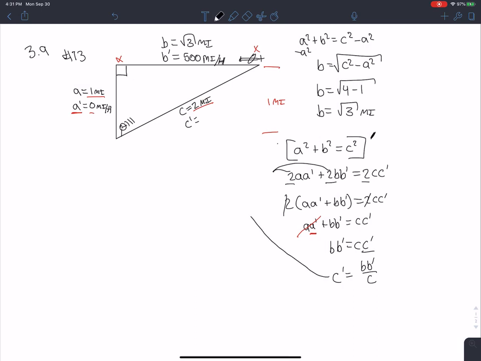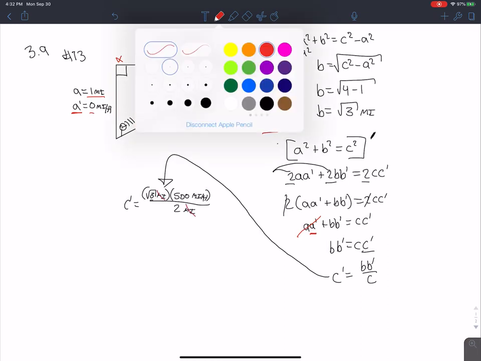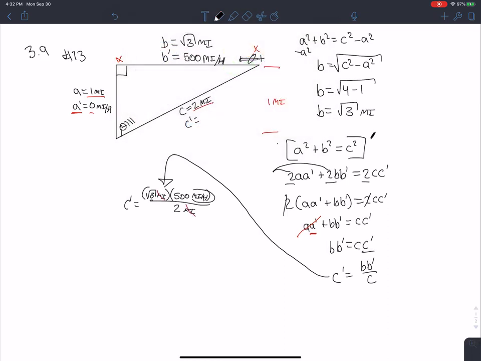Let's continue this work right here. C prime equals the square root of 3 miles times 500 miles per hour all over 2 miles. So here, our miles are going to cancel. The unit that's going to be left behind is miles per hour.